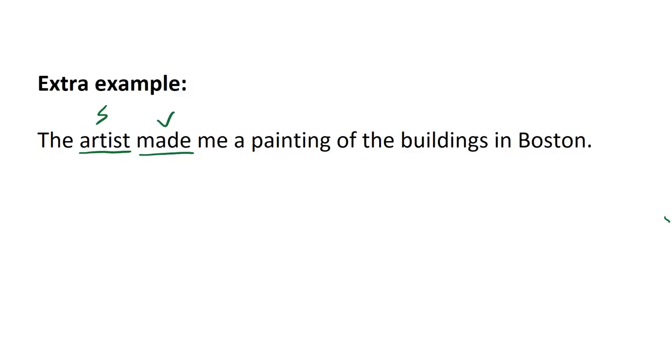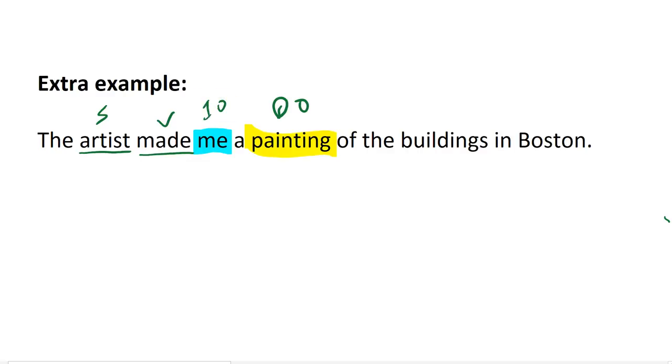Okay. So what exactly did the artist make? It didn't make me, it didn't make a building, it didn't make Boston, so it made a painting. That's your DO. Now, who received the painting? Did the buildings receive the painting? Did Boston receive the painting? No, I received the painting. Me, right? So this is going to be your IO.